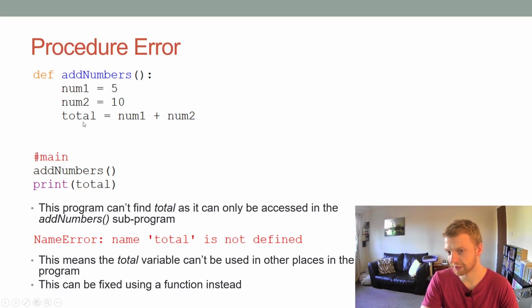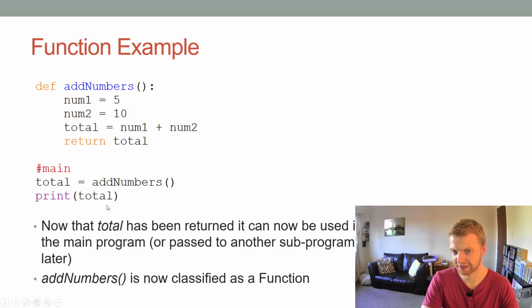Now we want to use it as local. We've just discussed that that is better, but if you wanted to use total later on in the program, you'd have to return it. So this can be fixed, however, using a function instead. So let's say you write return total here. Now you can print total at the bottom. You can pass total to other subprograms.